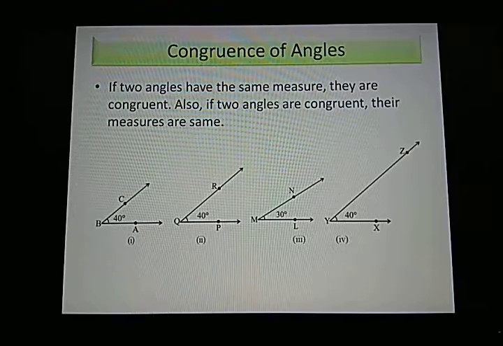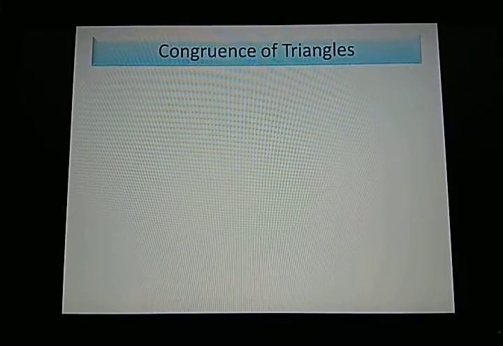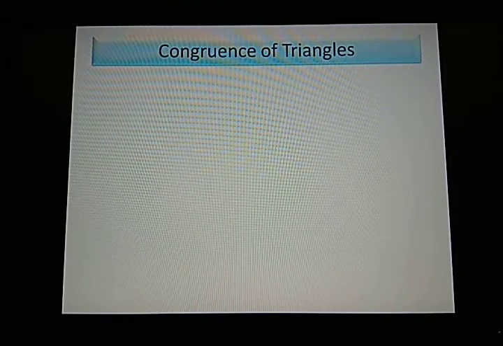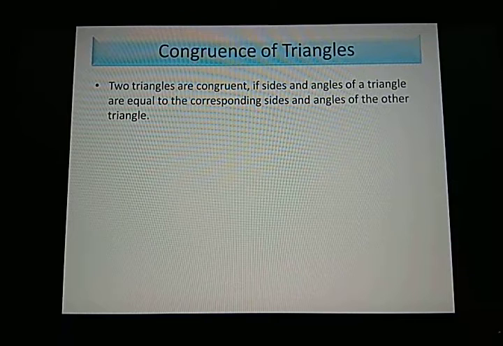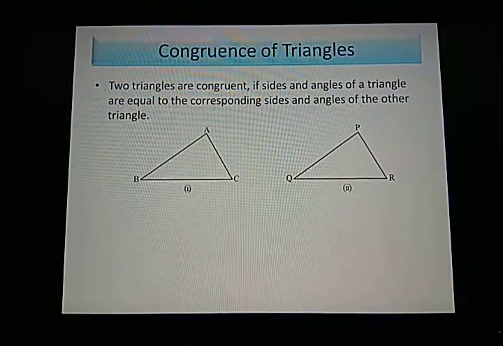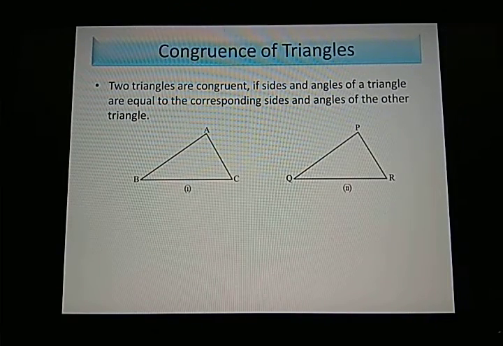Clear? Now let's come to the congruency of triangles, which is the main topic of this chapter. When can we say that two triangles are congruent? Two triangles are congruent if the sides and angles of one triangle are equal to the corresponding sides and angles of the other triangle. Yes, so let us understand it from the figure. Say we take two triangles, triangle ABC and triangle PQR. Now when can we say that these two triangles are congruent to each other?